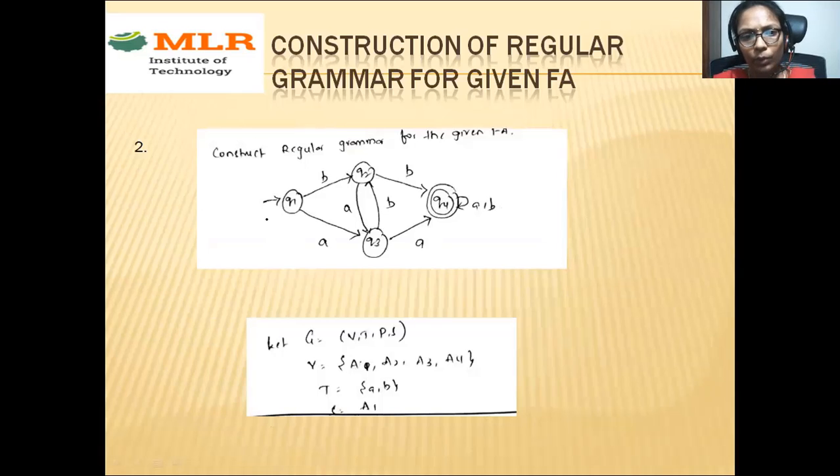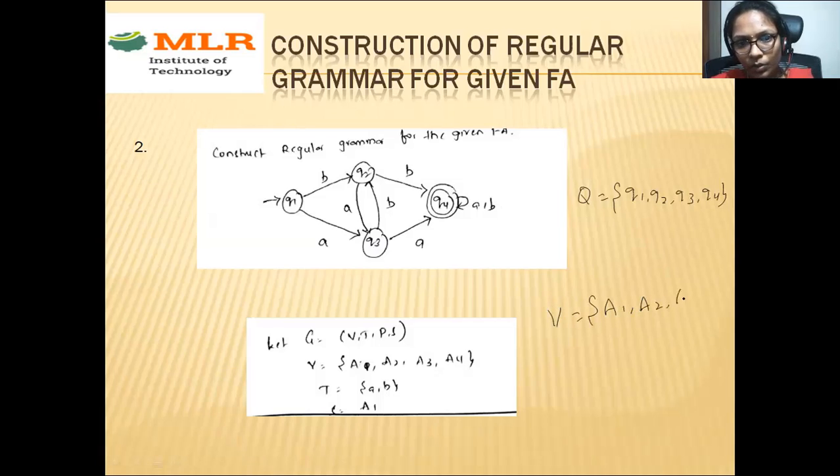And coming to the second problem, construct the regular grammar for the given finite automata. So this is also similar. First you need to write all the formats for the given finite automata. The first one is Q. What is Q here? We have 4 states. So Q1, Q2, Q3, Q4. Then our V will become A1, A2, A3, A4. Then what about our sigma? The input symbols we are using are A, B. Then here the terminals will become A, B. We'll write the production rules.